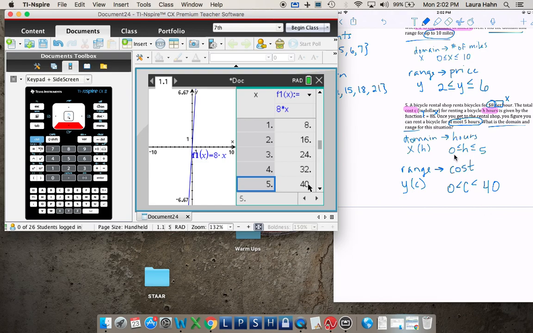All right, so if I rent it for 0 hours exactly, I know it's going to cost me $0 exactly. If I rent it for 5 hours exactly, it's going to cost me $40 exactly. So I do want to put the or equals. Last one.